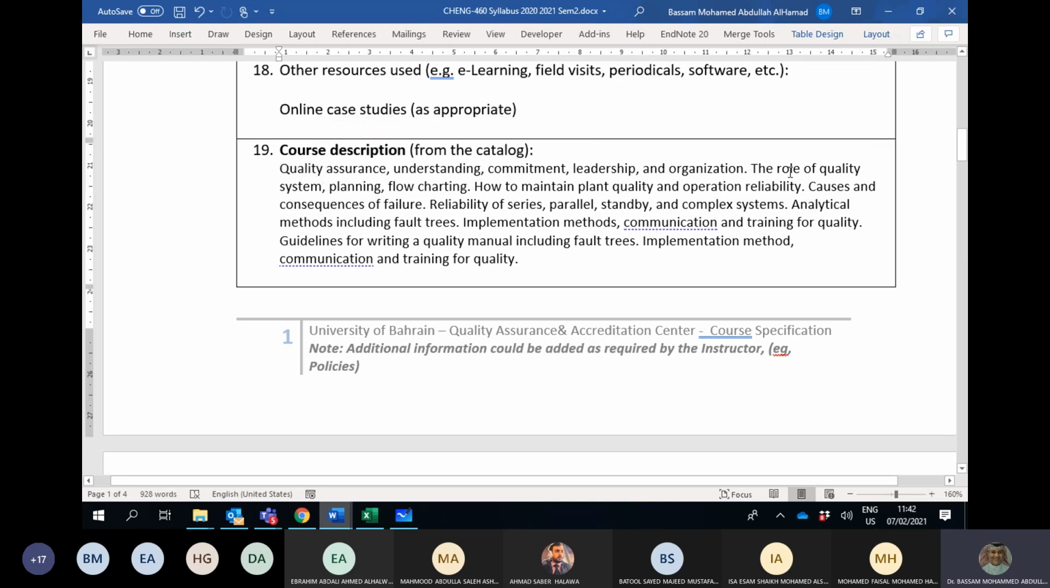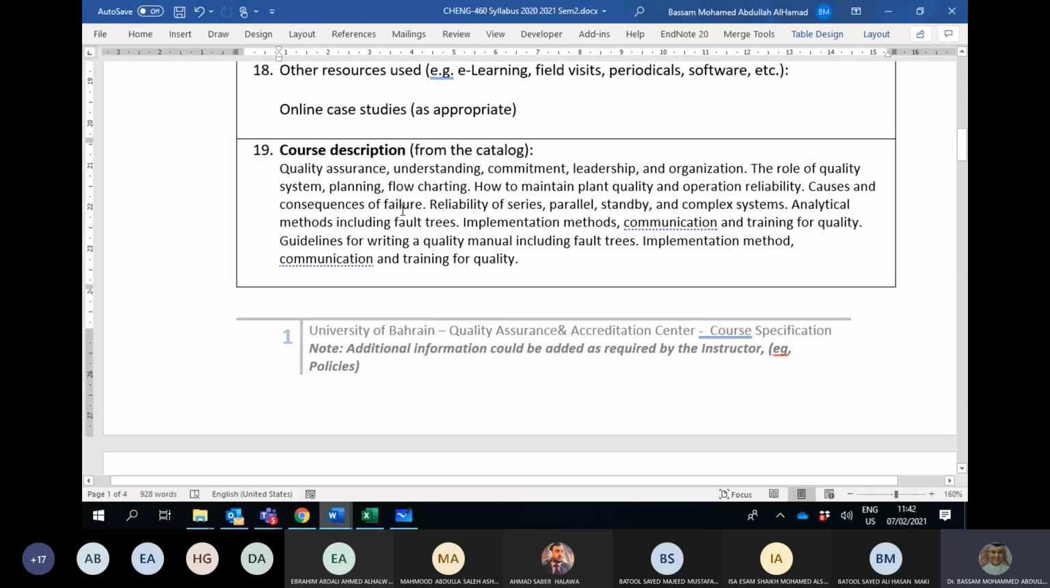So all what I explained, the quality management system, I did not talk about leadership. Somehow very close I was talking about it, but not straightforward. The role of quality system, planning, flow charting, I was mentioning, how to maintain plant quality and operation reliability. Causes and consequences of failure: why failures happen, and if they happen, how do you manage those failures?